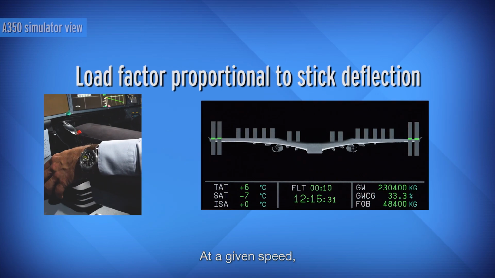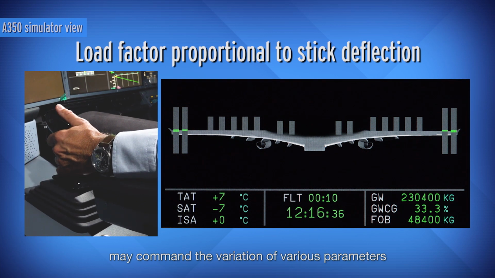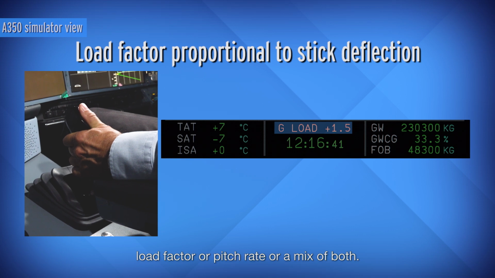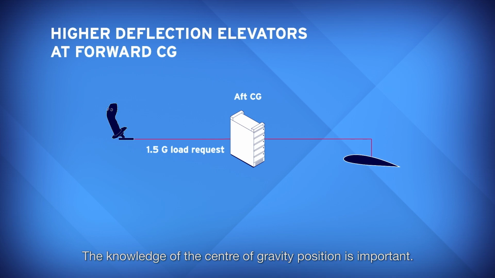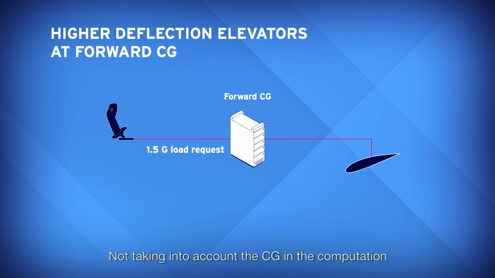At a given speed, the control wheel or the stick displacements may command the variation of various parameters such as, for example, load factor or pitch rate, or a mix of both. The knowledge of the center of gravity position is important. At a given speed, the elevator deflection to obtain a load factor is different at forward and aft center of gravity. Not taking into account the CG in the computation leads to an immediate incorrect deflection of the elevators to reach the pilot's target.